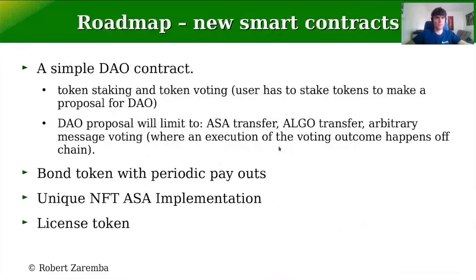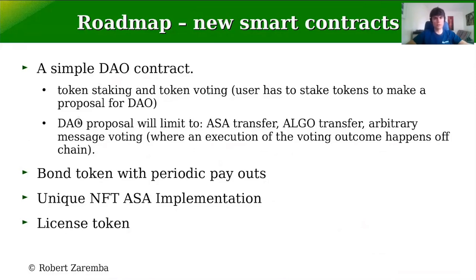So the DAO contract. In other blockchains, there is a lot about how to organize teams and projects, and a DAO contract is something super useful. And there is no, let's say, single template for creating a DAO in Algorand. So this is something we want to deliver.